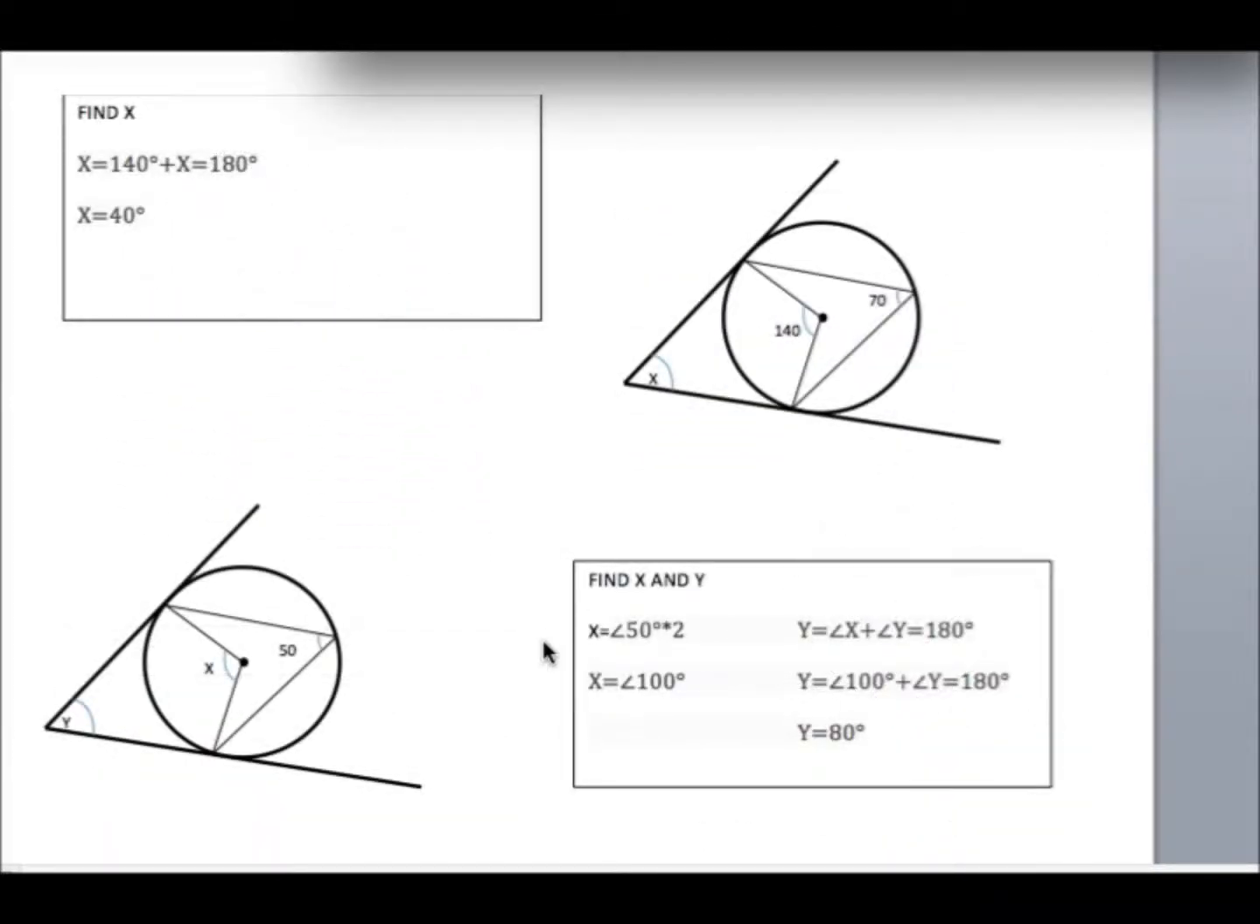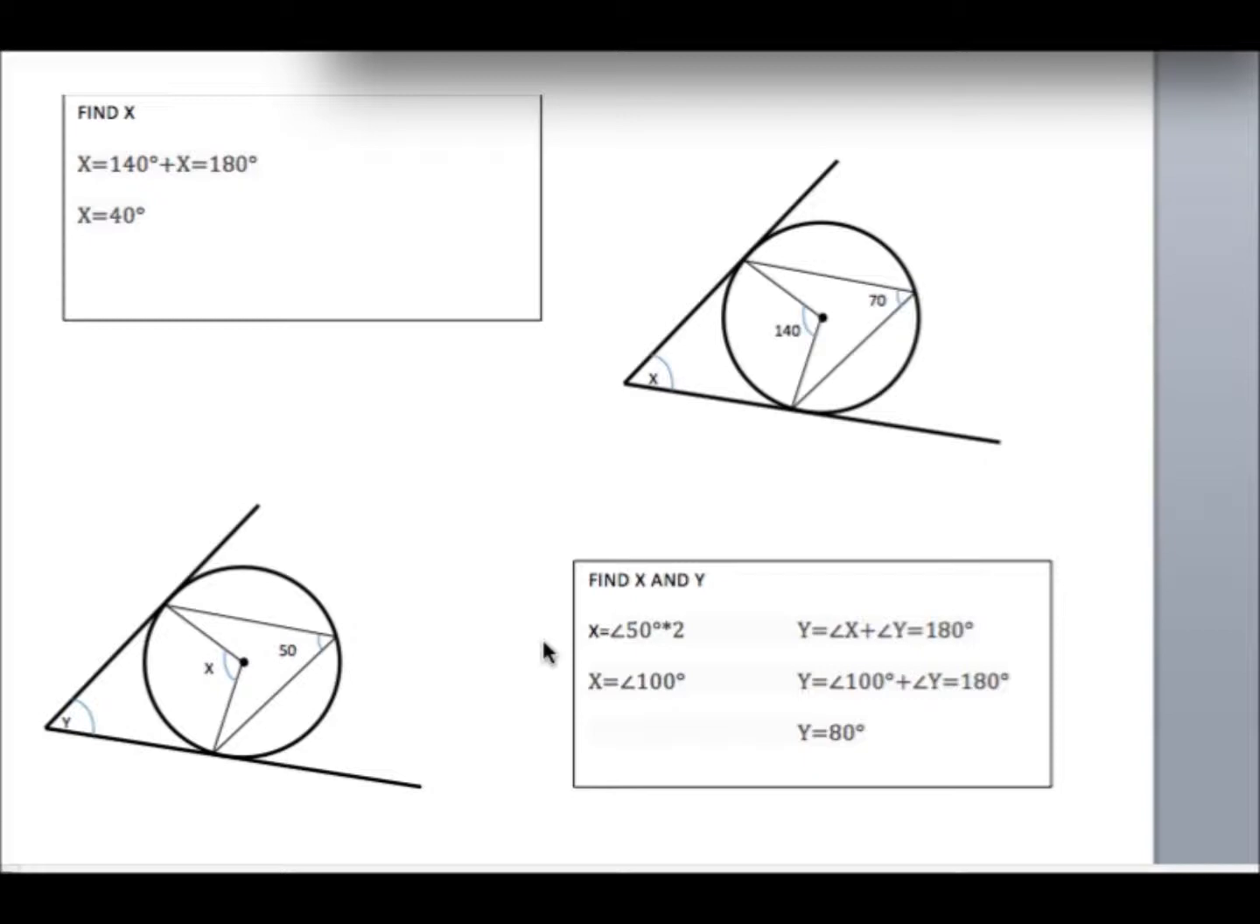Okay, so basically we know that in number 1 the central angle and the circumscribed angle add up to 180. So 140 plus x should equal 180, and so 40 is the answer.